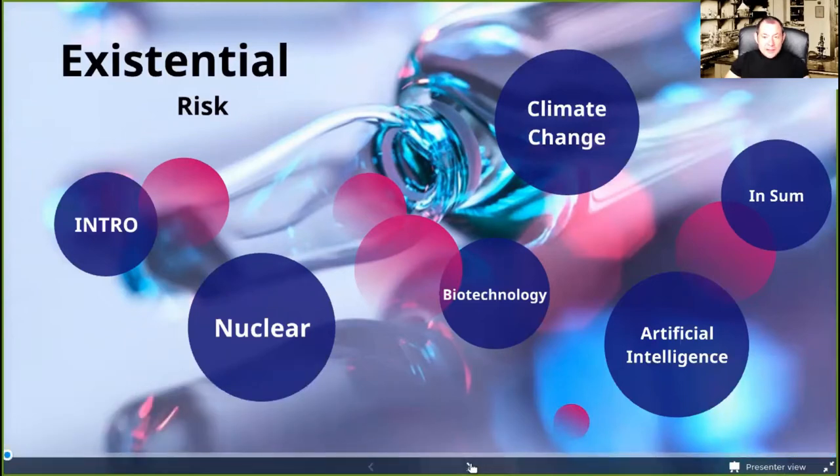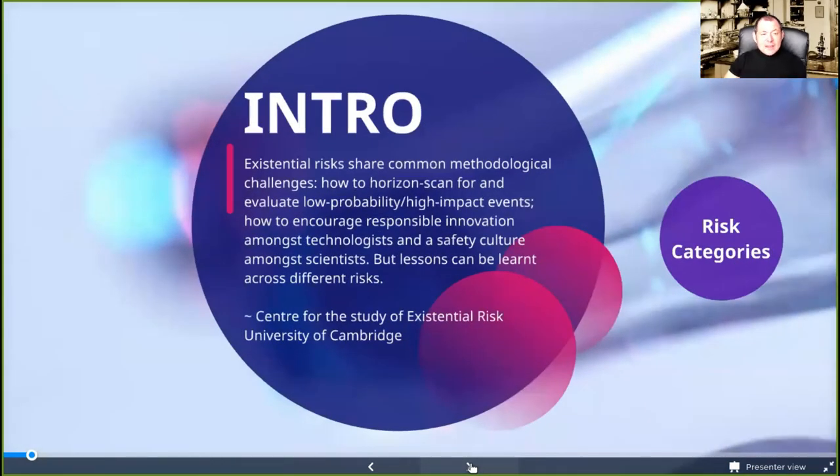Okay. So to introduce the topic, existential risks share common methodological challenges. How to anticipate, scan for and evaluate low probability, high impact events. How to encourage responsible innovation amongst technologists and a safety culture amongst scientists. But lessons can be learnt across different risks. Now, this is a definition or a kind of goal relating to existential risk and its threats from the Centre for the Study of Existential Risk at the University of Cambridge. There are several such centres that are growing in influence. So people are trying to address these existential risks, even if it seems like many of today's politicians really aren't.